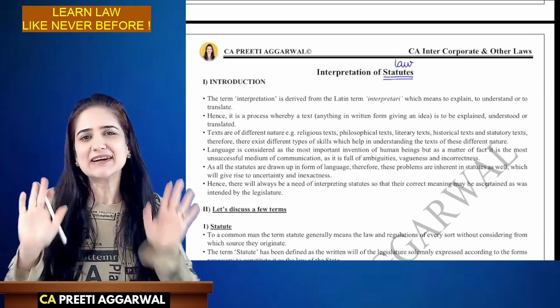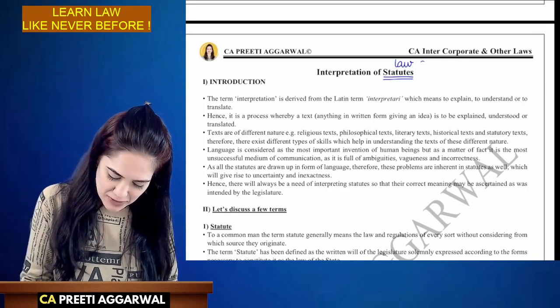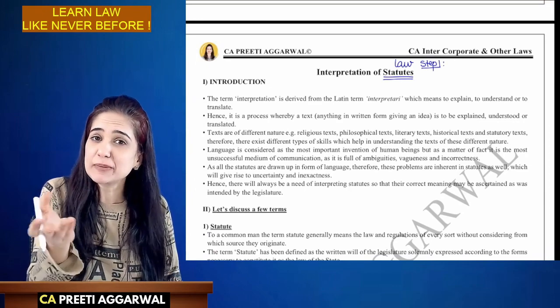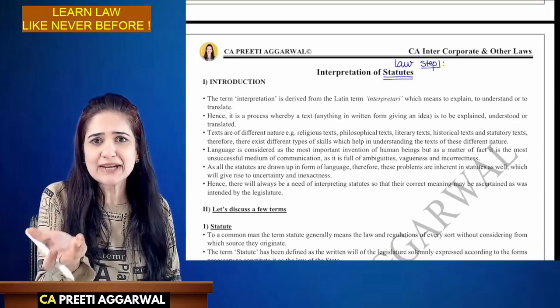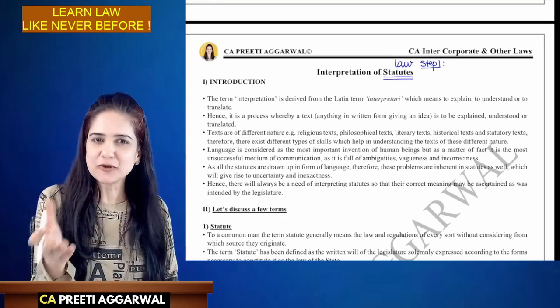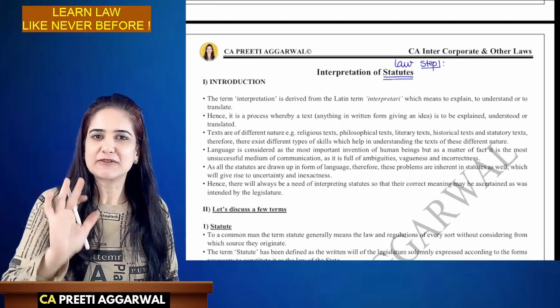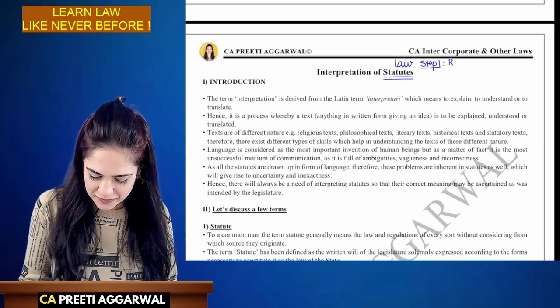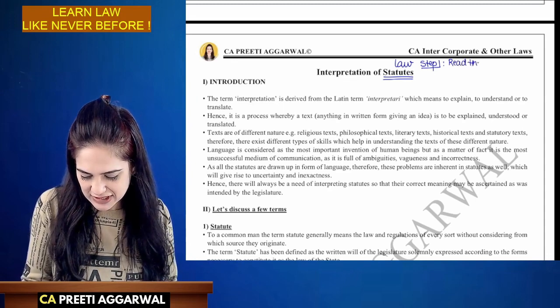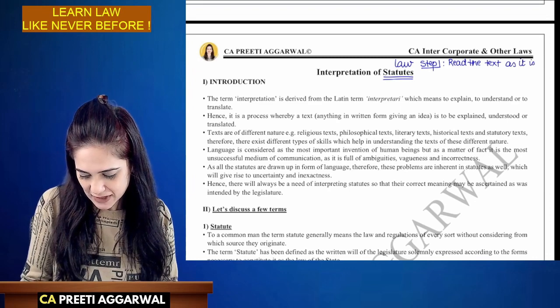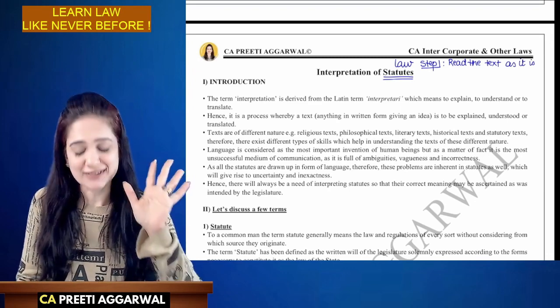I am very clear about my steps. Step number 1. Read and understand the text as it is. If it makes sense, you don't need interpretation. Only when there is ambiguity, there is confusion, then we will refer to the interpretation of statutes. So step number 1, read the text as it is. If it makes sense, your work is done.